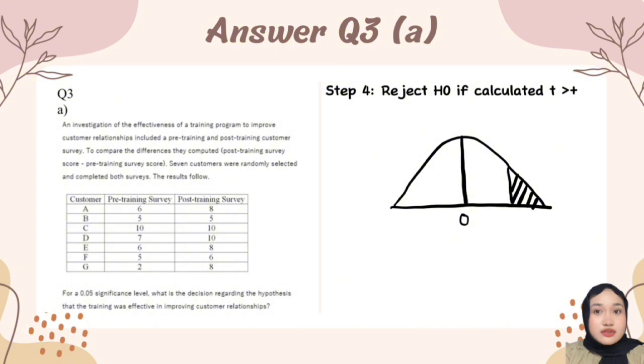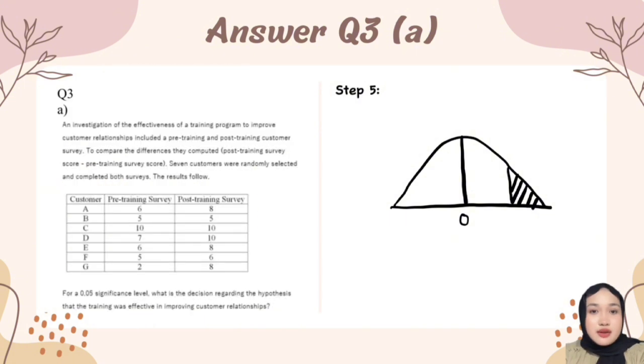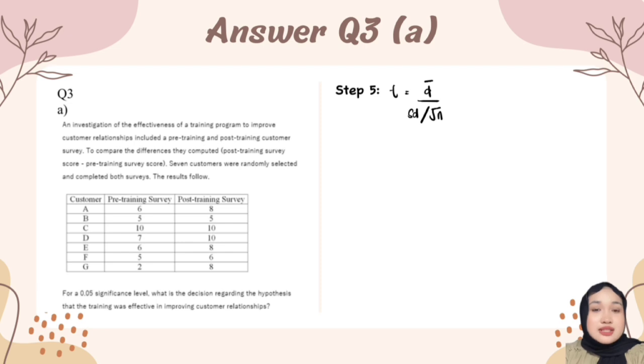The dependent t-test is different from the pooled t-test in finding the degrees of freedom. For dependent, we calculate it using the formula total sample minus 1. From the question, there are 7 customers minus 1, so we get 6 degrees of freedom. Now look at the t distribution table, one tail test, and our alpha is 0.05. So we get 1.943 as our critical value.